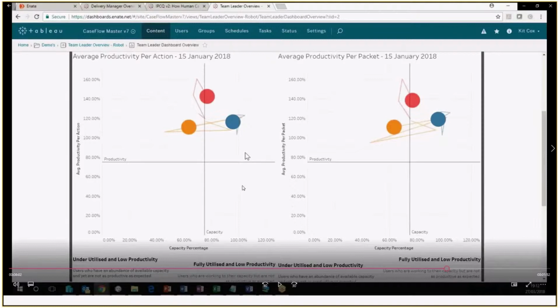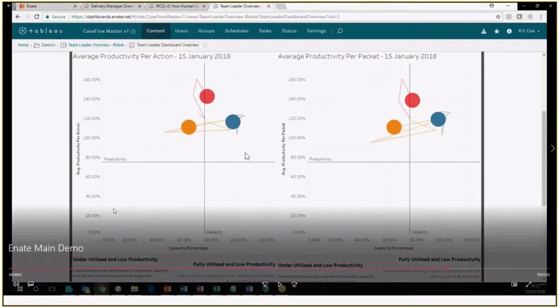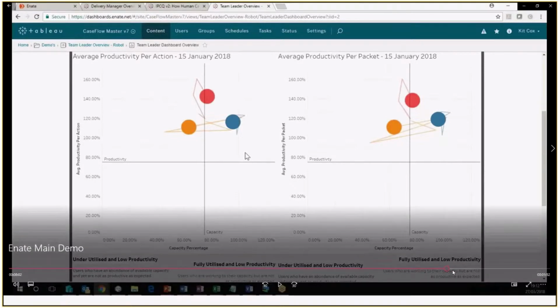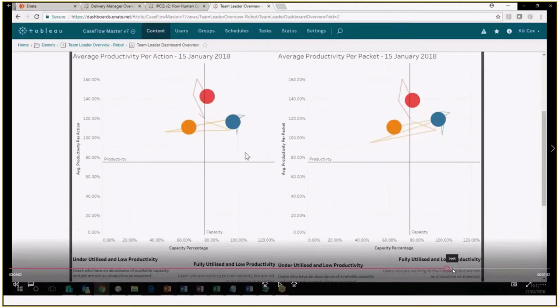If anything is on the left bottom, a human or a bot, then that is a question which you need to ask: whether that resource is really adding value to the business or not, because they're neither working sufficient hours nor doing sufficient things.